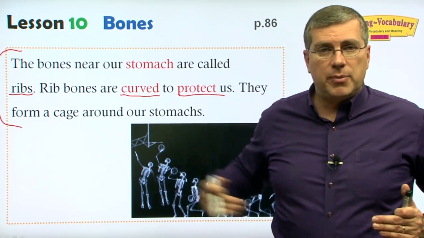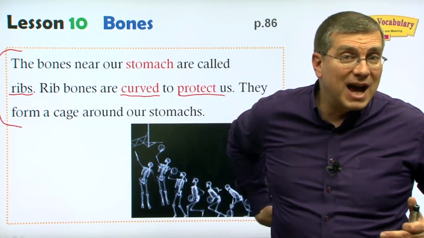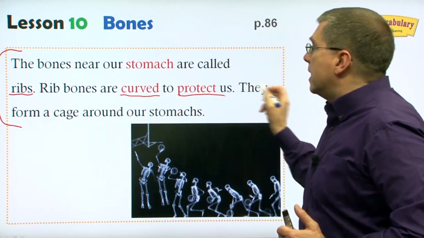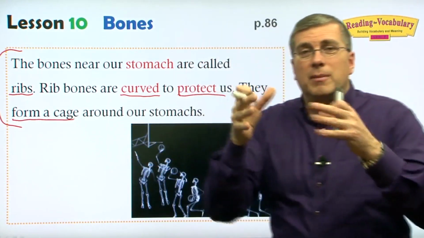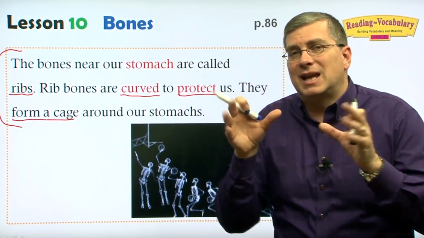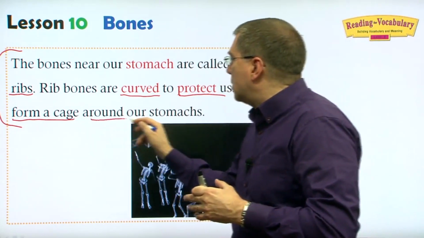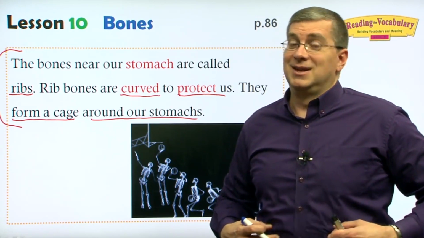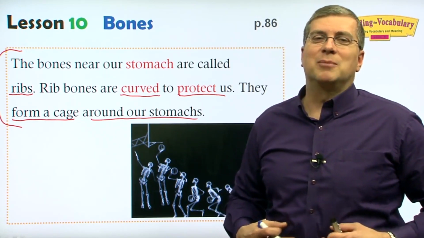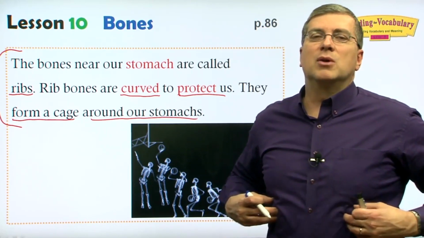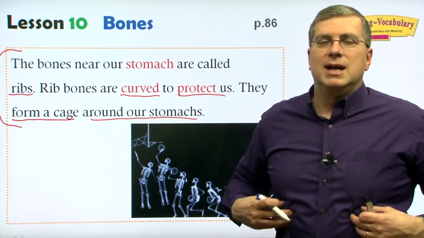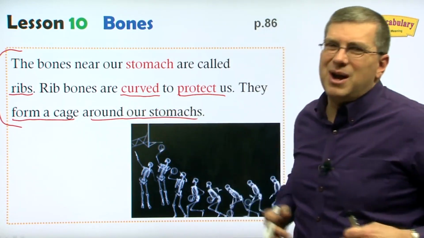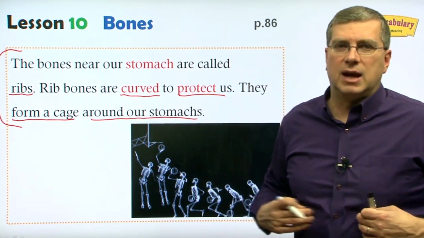To protect us from things that come in from all sides, behind us, on the side, or in front of us. These bones are curved. They form a cage. The shape makes a cage. They form a cage around our stomachs. Well, actually, if you think about that, there's no bones between protecting my stomach, right? But the bones do protect your heart and your lungs. They protect the important organs in your body. So they form a cage around our stomachs, but really around our lungs and our heart.